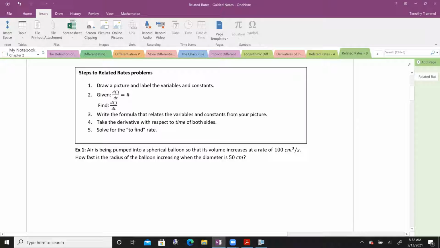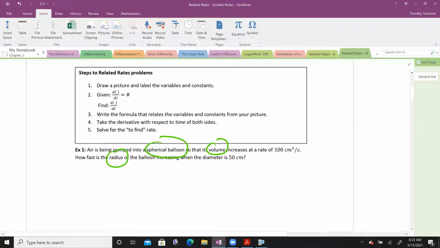Let's read it, then we'll draw a picture, and then we'll try and write down some of the given information. Okay. So air is being pumped into a spherical balloon so that its volume increases at a rate of 100 cubic centimeters per second. How fast is the radius of the balloon increasing when the diameter is 50 centimeters? Okay. So the main words I want you to get out of this are volume and radius and maybe spherical balloon at the moment. Okay.